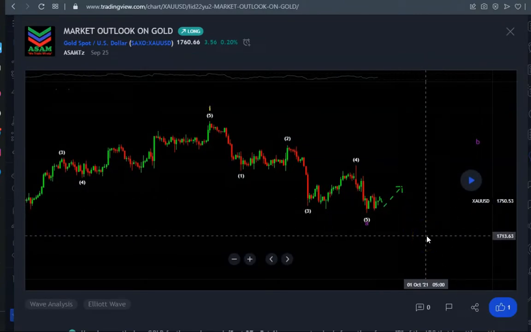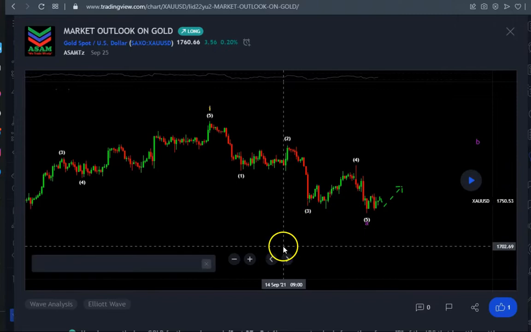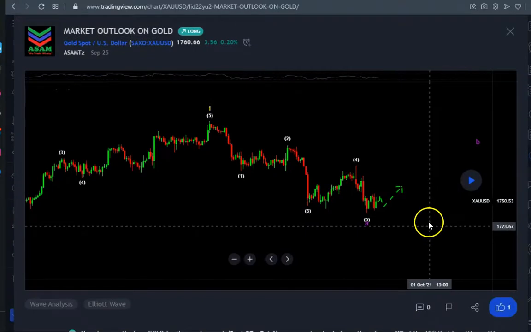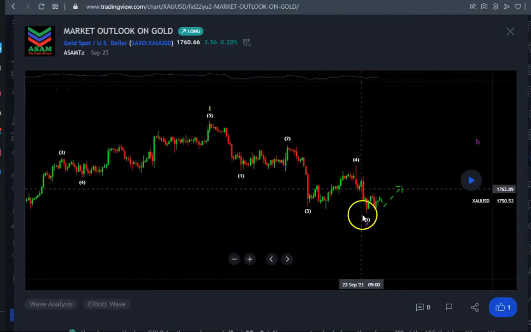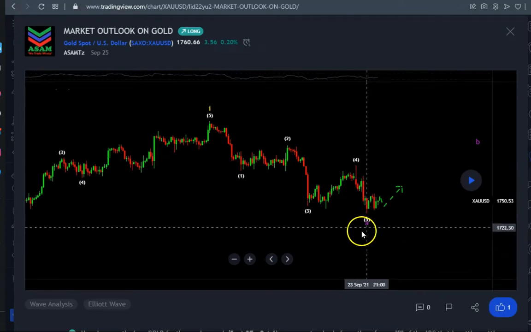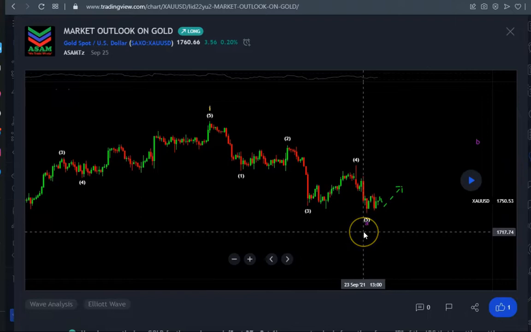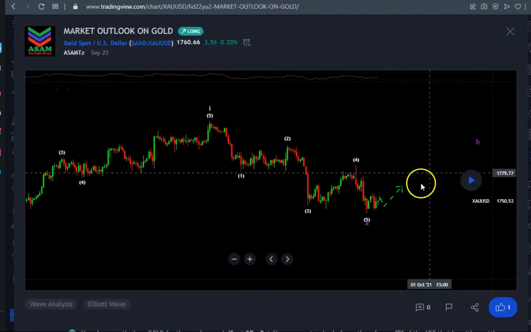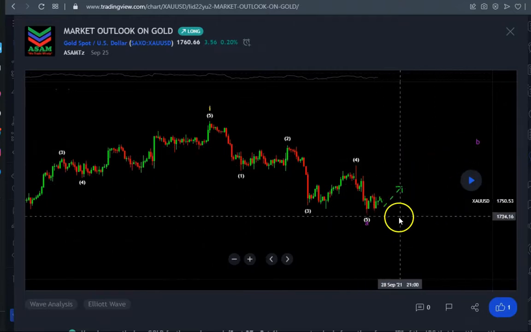For the past week we analyzed gold, and we also had USD CAD, but USD CAD was private and gold was public. So now let us see what happened on gold. We were expecting that gold had completed the 5-wave move down, which is an A wave in a correction. So we were expecting wave B to take place to the upside.